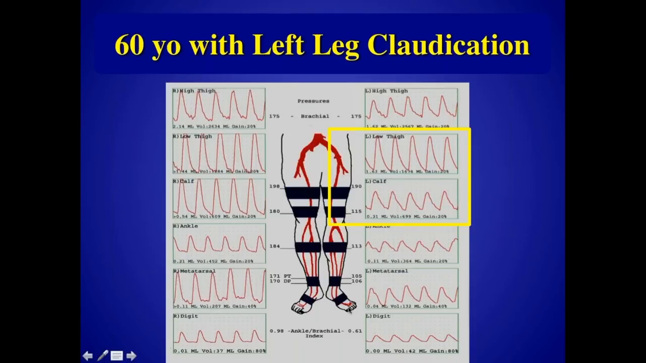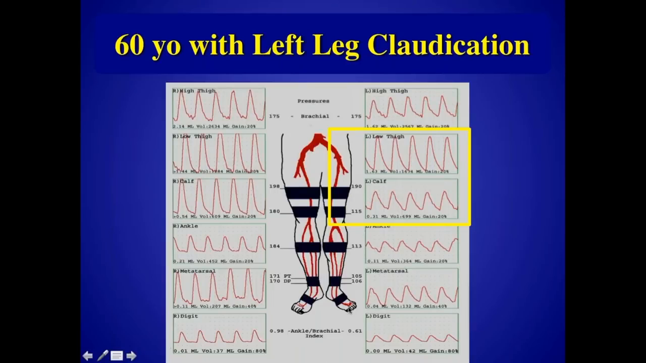So here's one of our cases. Here's a 60-year-old with left leg claudication. And you see I put a box on the left side because this is the abnormal side. If you look at the bottom of the scan, you'll see the ankle brachial indices. And it's practically normal on the right side, where it's 0.98.